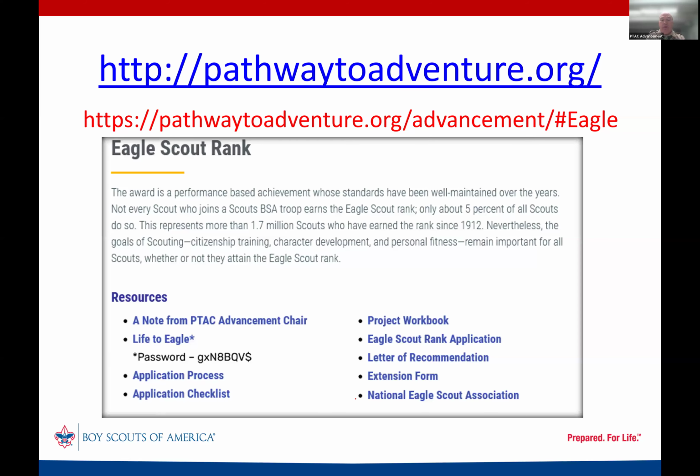Normally, if you were already into the project, the Scouts should have the project workbook at this point in time. But there are a number of different items in there, the application, letters of recommendation, etc., that are going to be useful for people to have access to. We'll refer back to those as we move into it.